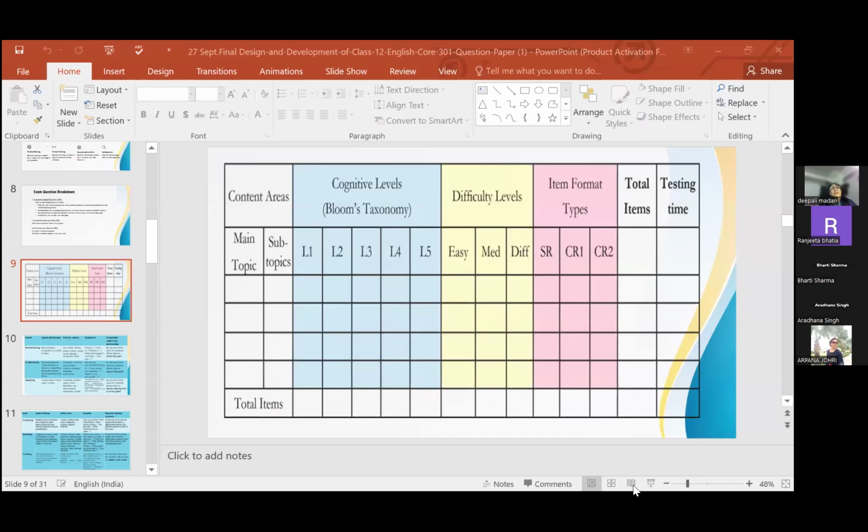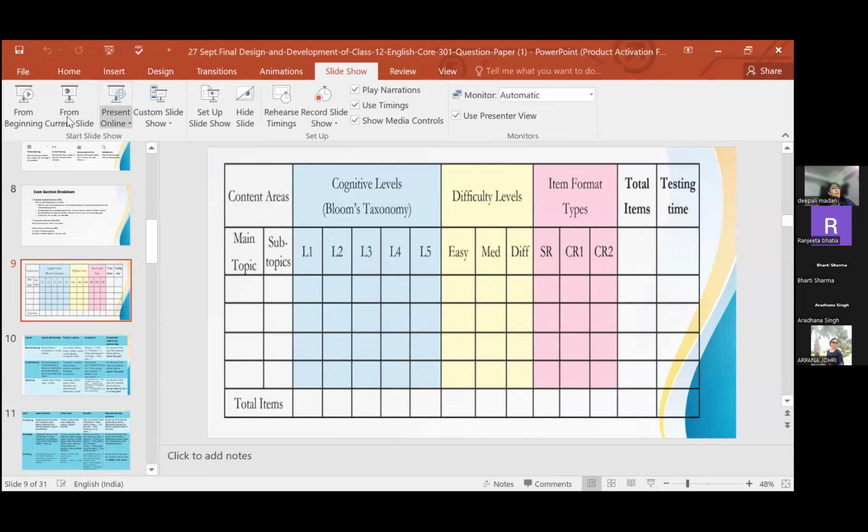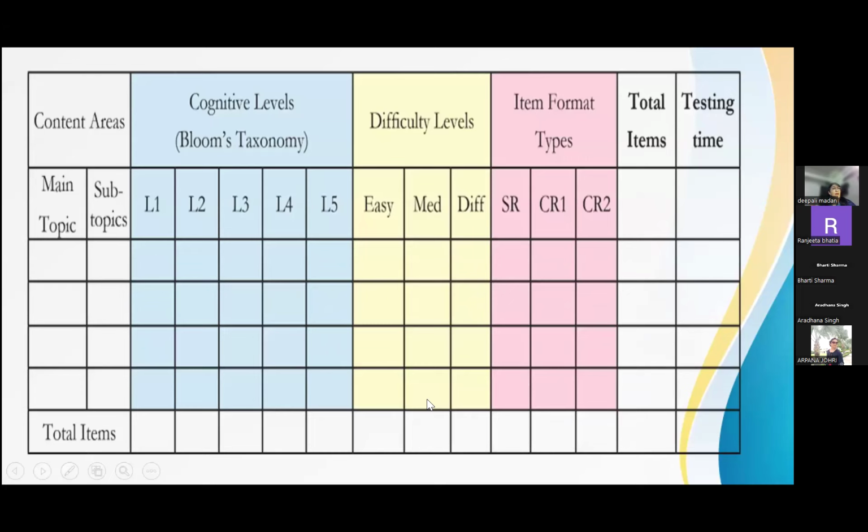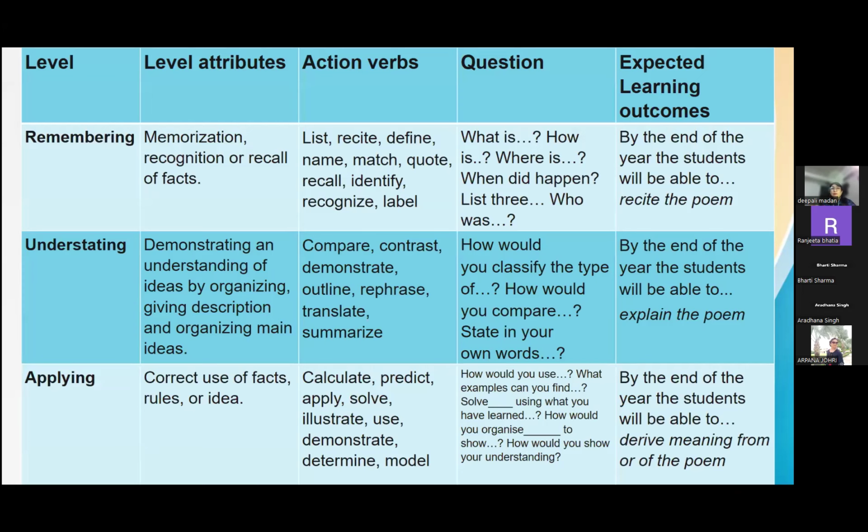As you can see, this is the pattern of the blueprint. This blueprint comprises, first, the content areas, which are the domains that we are going to test. Then there is a space for the main topic, and for subtopics that we'll be testing. Then we have cognitive levels. These are different levels of Bloom's taxonomy. We know that in Bloom's taxonomy there are 6 levels, which we will be discussing in the coming slides. The purpose is that all the 6 levels should be incorporated in our learning.